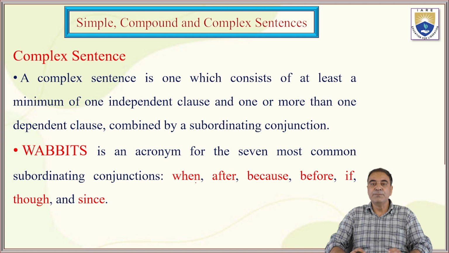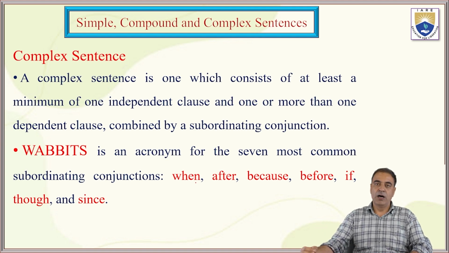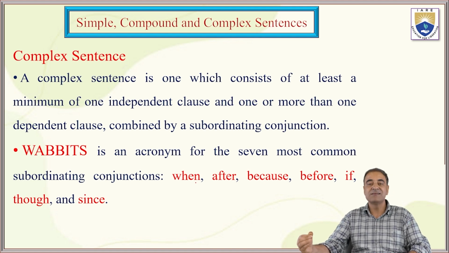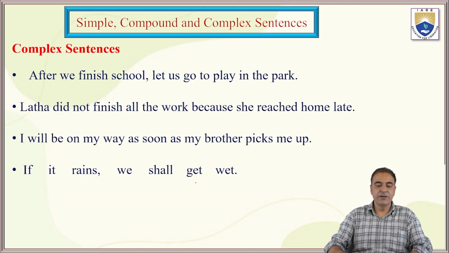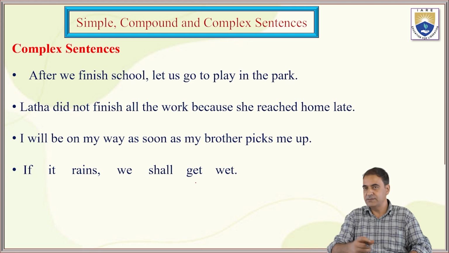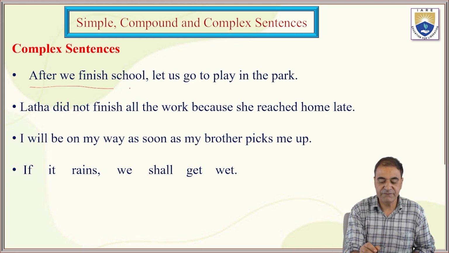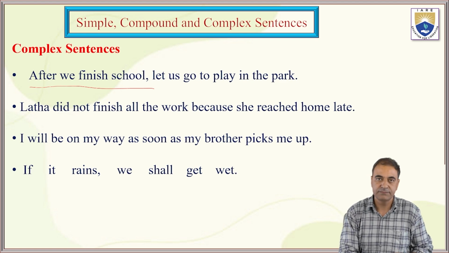But here it's important to know that in a complex sentence, we must have one main clause, the principal clause, and one or more than one dependent clause or subordinate clause. Here we have the examples of these complex sentences. After we finish school, let's go to play in the park.